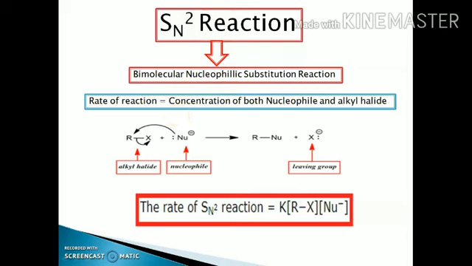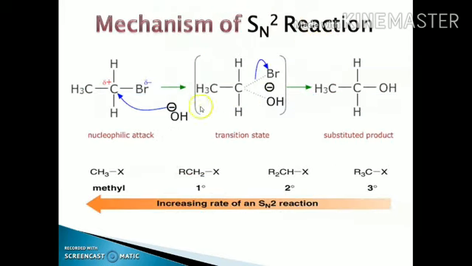Now suggested that the reaction involves both the alkyl halide and the nucleophile in the rate determining step. Actually, the reaction involves the formation of a transition state, which is shown in this equation. This is the mechanism of the SN2 reaction, where the alkyl bromide reacts with any alcoholic compound having the OH negative group.